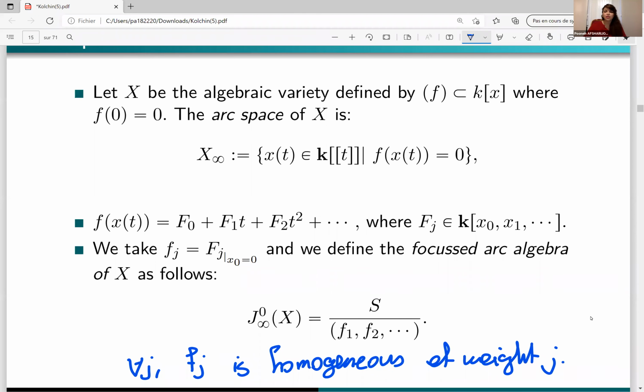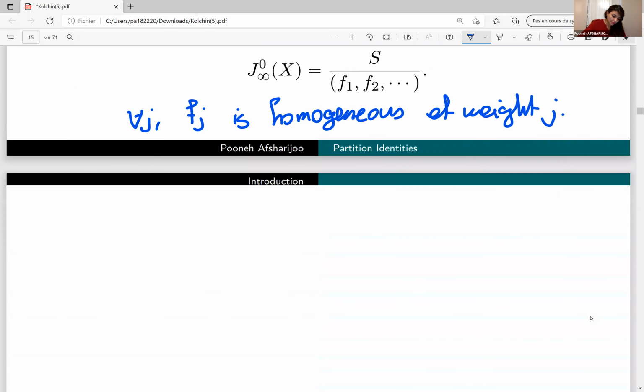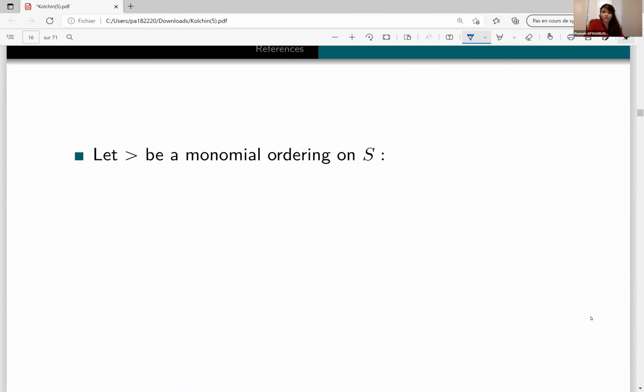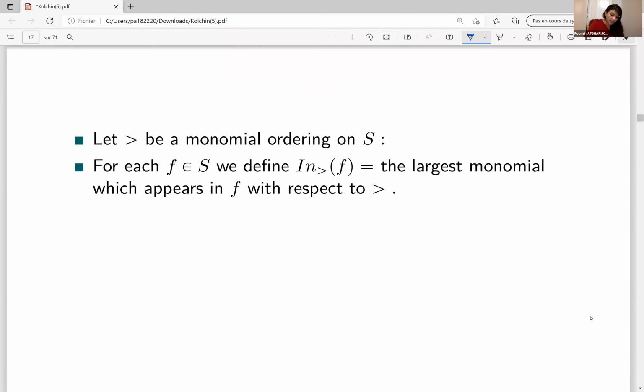It is the Hilbert-Poincaré series of this type of graded algebras that helps us to find the partition identities with our methods. But before seeing how it works, let's fix some notations. Let's take a monomial ordering on S. For each polynomial of S, we define the initial part or initial term as its largest monomial.